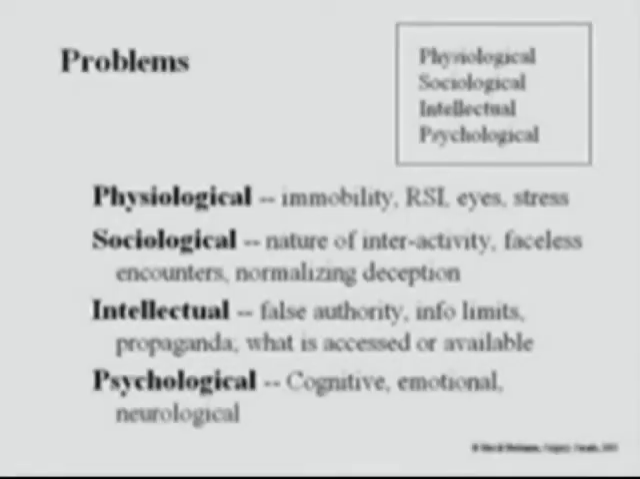At the intellectual level, the false authority, technological positioning. It's the computer, it knows everything. As for the information limits, all the information is there, it's not. Even the belief that all the font of human knowledge could actually be put on the internet is a thing that distorts our thinking, and at an intellectual level really isn't there. And what is accessible or available?